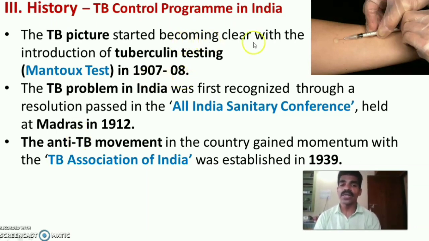So in 1907 to 1908, we got a clear picture of TB with the introduction of the Mantoux test. Then in India, it was first recognized by the All India Sanitary Conference in 1912. Then the anti-TB movement in India started with the establishment of the TB Association of India in 1939.